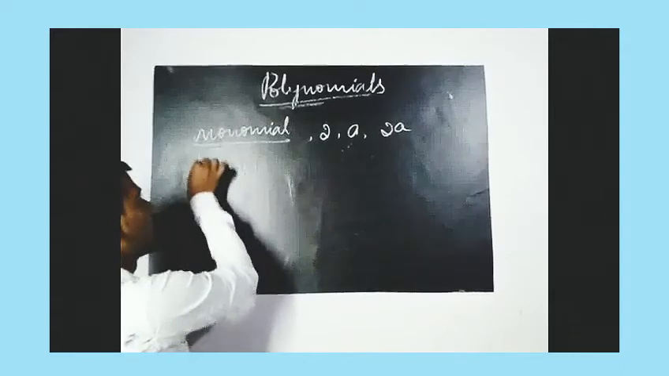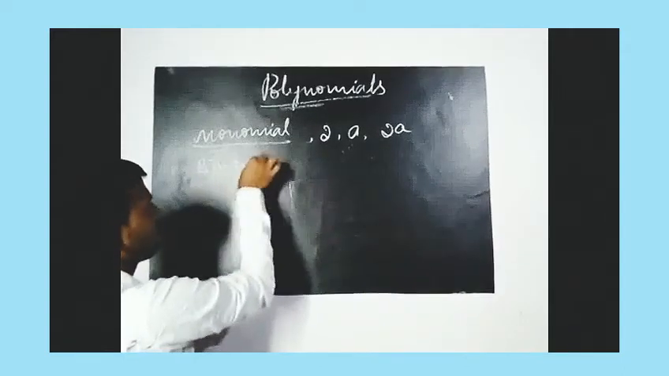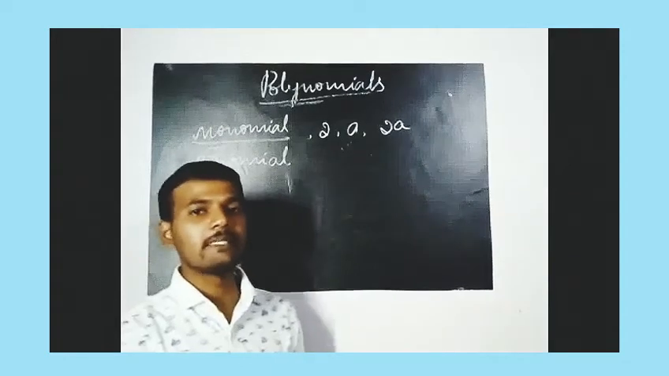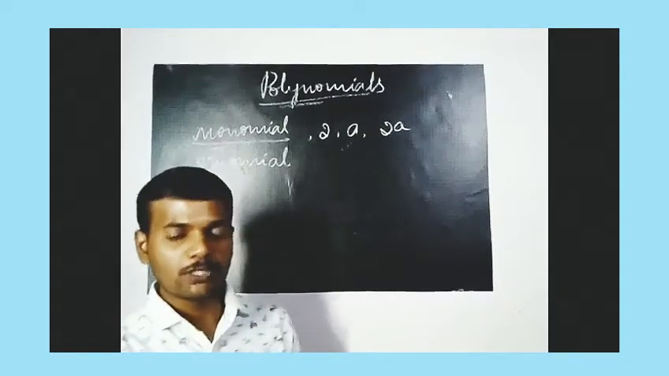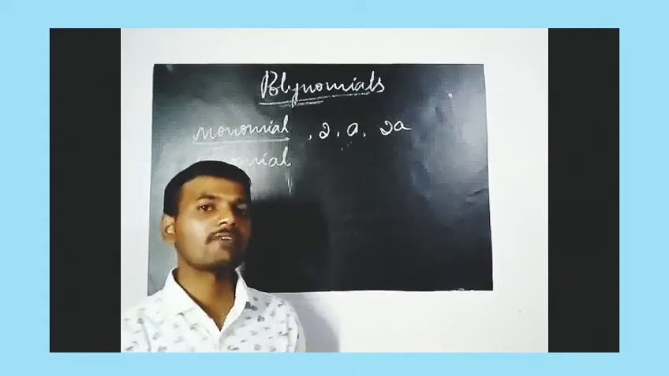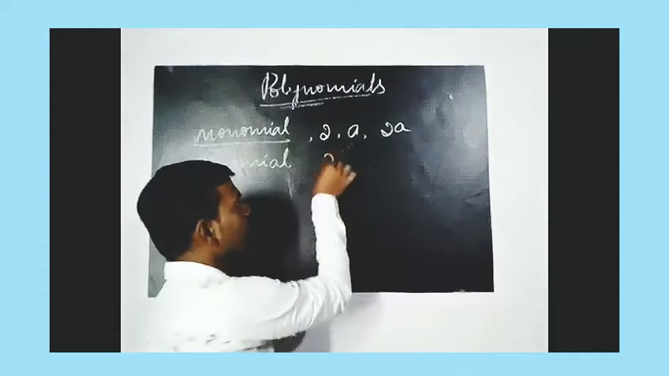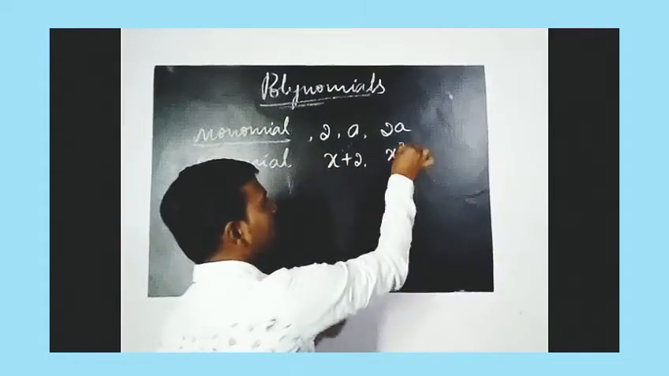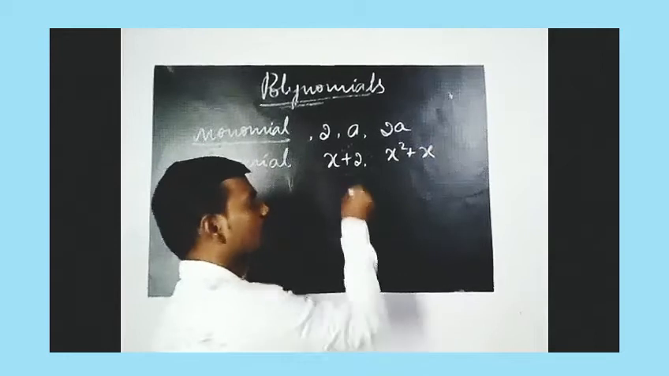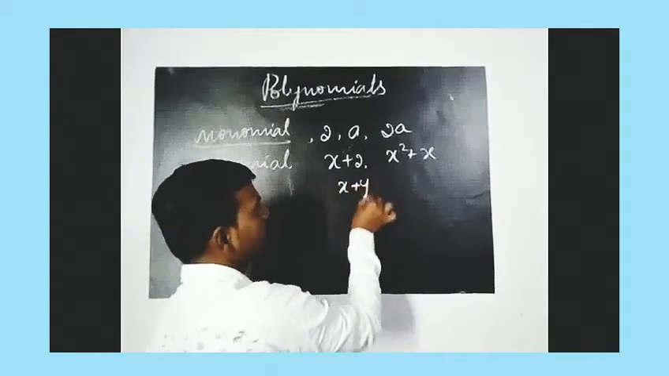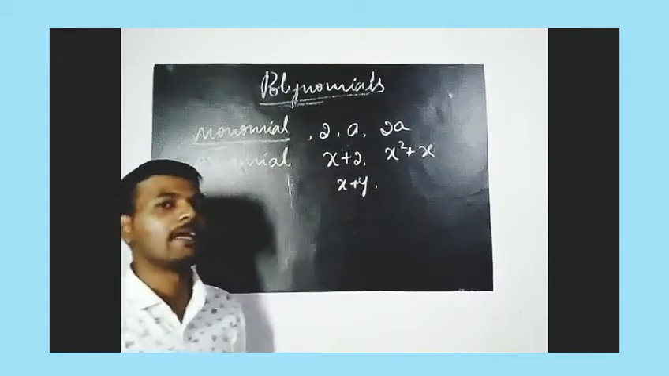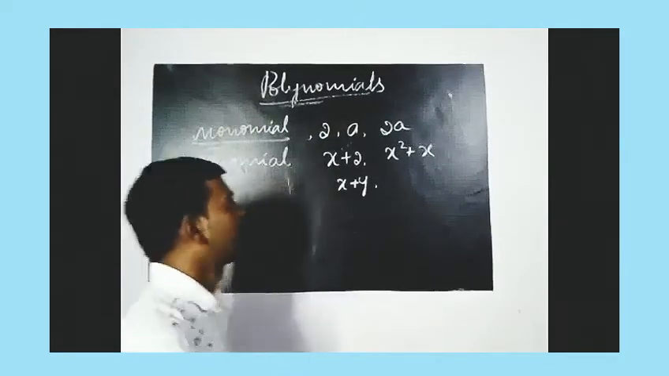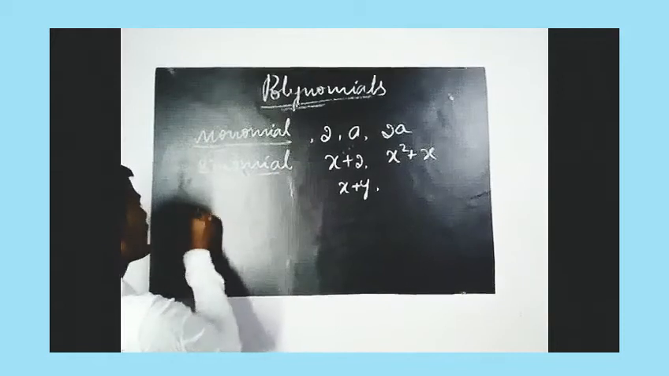Next, binomial. Binomial means an algebraic expression having two terms. Let us see: x plus 2, x square plus x, x plus y. These are binomials, algebraic expressions having only two terms. And next, trinomial.